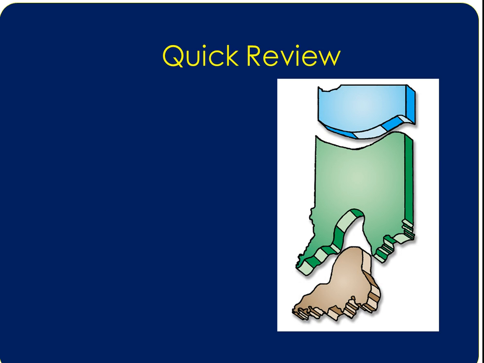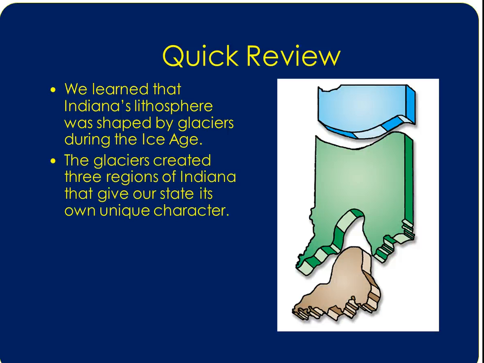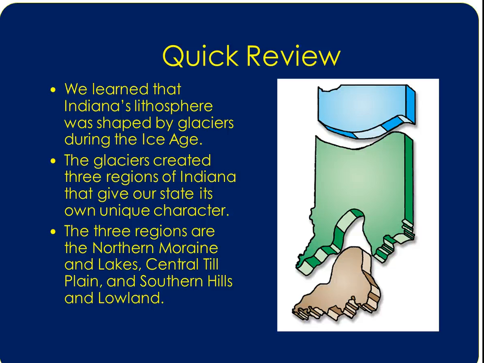Let's first do a quick review of things that we learned last level. We learned that Indiana's lithosphere was shaped by glaciers coming down into Indiana during the ice ages. Because this happened, these glaciers created 3 geographic regions of Indiana that helped shape and form our state and gave our state its own unique character. We call these 3 regions the Northern Moraine and Lakes, Central Till Plain, and Southern Hills and Lowlands.